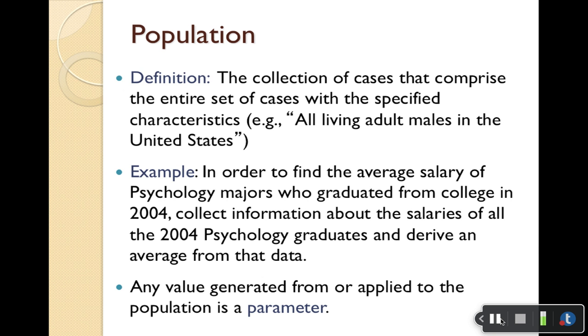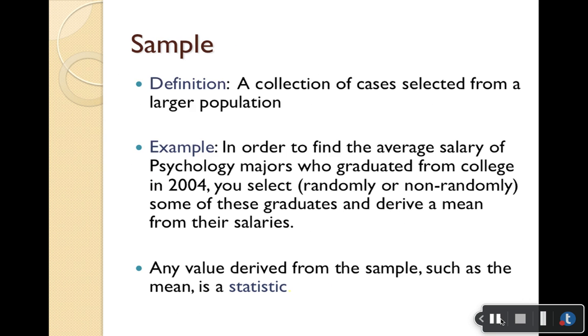So here's an example of a population. If we were interested in the average salary of psychology majors who graduated from college in 2004, we would have to somehow track down every single person who graduated in that year with that degree, and we would ask them what their salary is, and we would take the average. And by generating that value, that average, we would call it a parameter since it comes from a population.